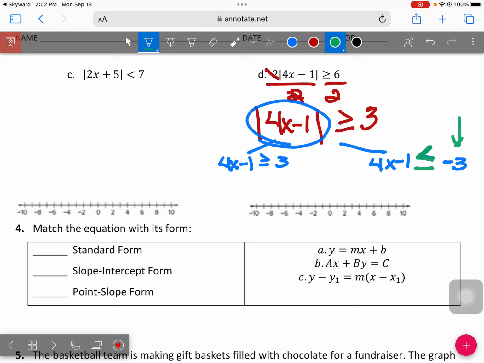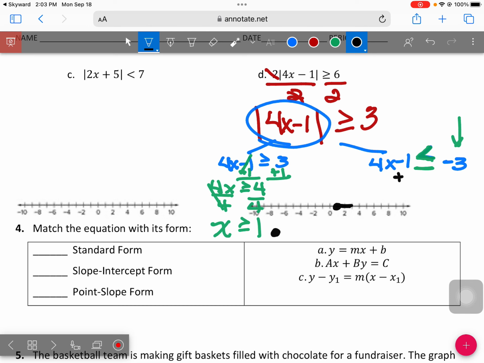So, go back to the first case, add 1, add 1. 4x is greater than or equal to 4. Divide by 4, divide by 4. X is greater than or equal to 1. Closed circle, open circle for that. Closed circle on 1, and I'm saying it's greater than. Now I'm not going to go too far because I got to see what happens with the other case.